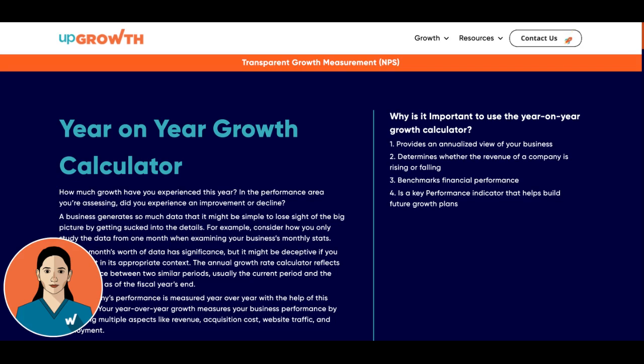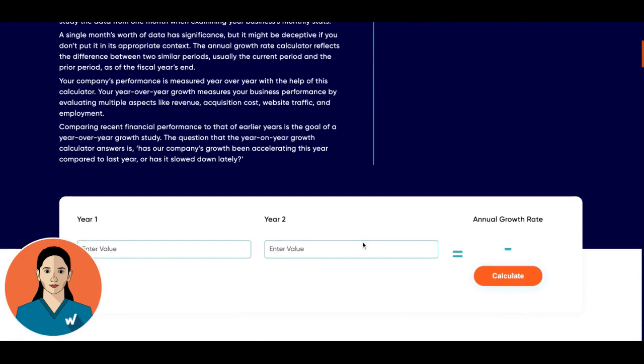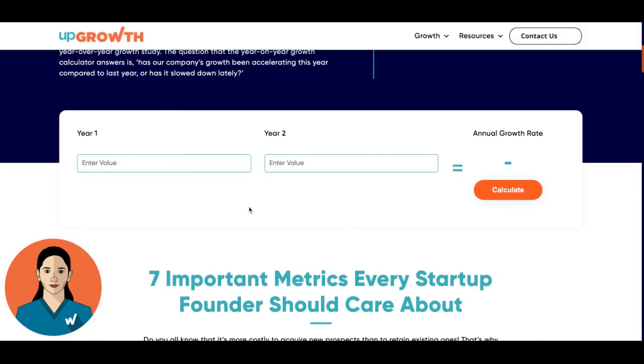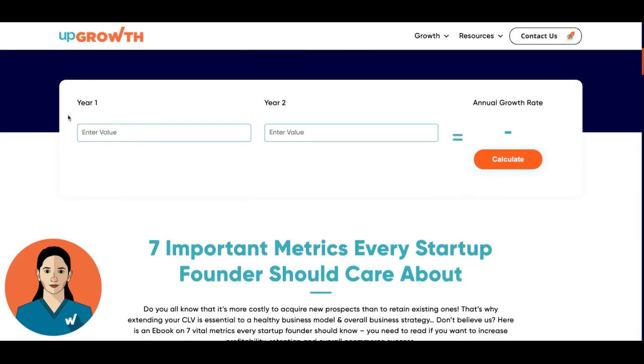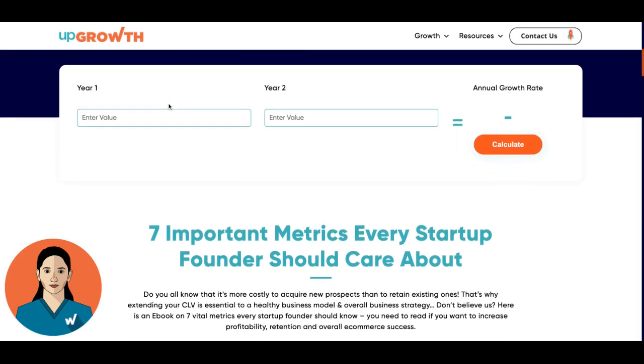So, to calculate your YOY growth rate, here in our calculator, you have two input fields, which is year one and year two. Year one value reflects the value of the metric you want to analyze for the first year. Year two value, the value of the same metric for the second year. So let's assume this is the value of your previous year, and this one, year two, is your current year's value. Now let's take an example from the retail industry to illustrate the calculation.